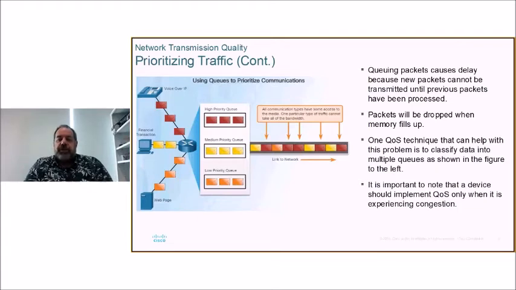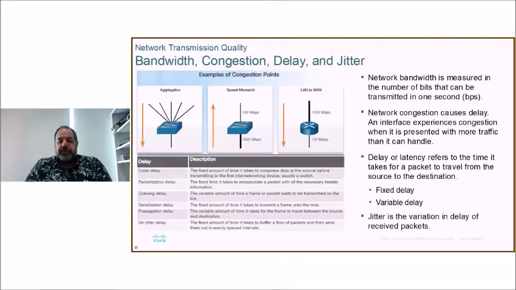Queuing packets causes delay because new packets cannot be transmitted until previous packets have been processed. Packets will be dropped when memory fills up. One QoS technique that can help with this problem is to classify data into multiple queues as shown in the figure to the left. It is important to note that a device should implement QoS only when it is experiencing congestion.